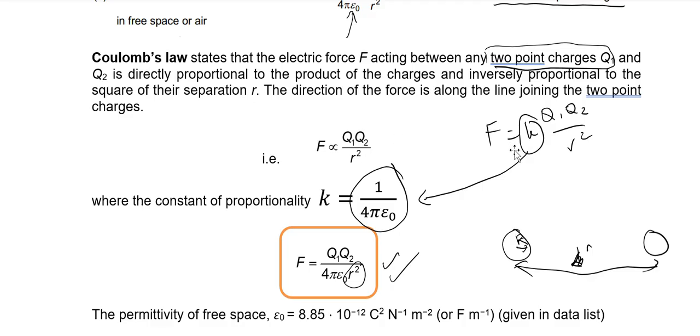We know that proportional can be replaced by equal to k Q1 Q2 over r squared. But the k in this case is 1 over 4 pi epsilon naught. So this is the constant. We'll just write it as F equals Q1 Q2 divided by 4 pi epsilon naught r squared. This is the formula that you will be using most often. Epsilon naught is a number given to you in the data sheet. You do not have to memorize this number.